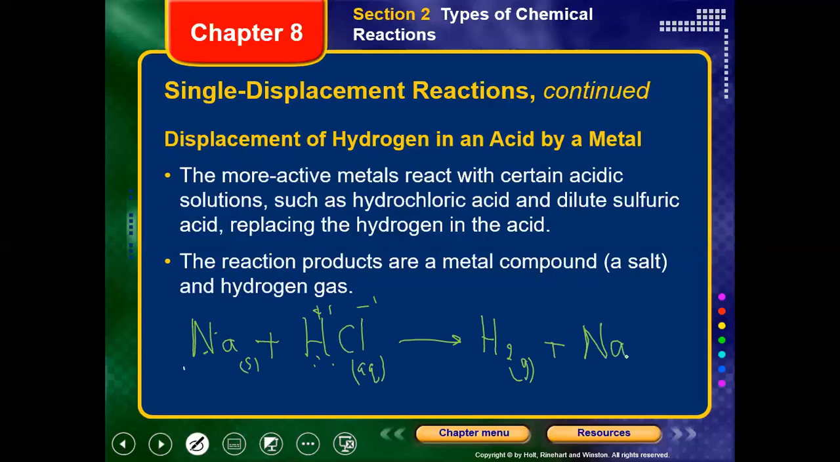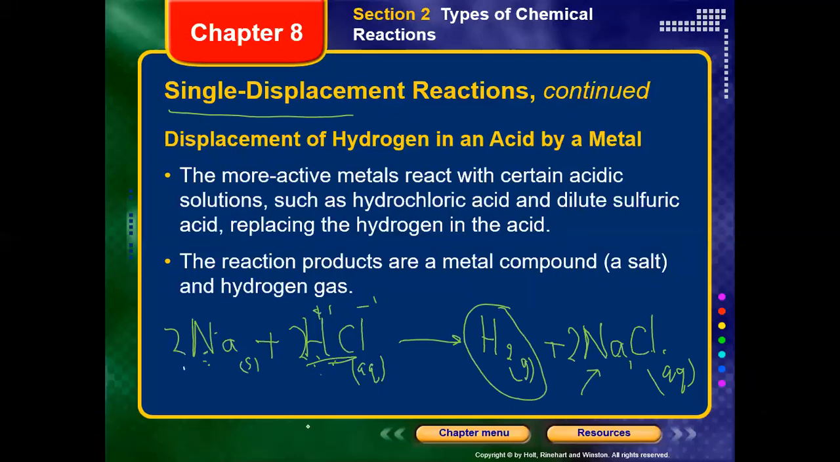Na bonds with Cl. Na is positive 1, so 1. Cl is negative 1, so it's 1. Okay, so NaCl dissolving in water. Don't forget to balance the equation, multiply by 2, multiply by 2. So when a metal reacts with acid, an element with a compound, it's a single displacement reaction. Always group 1 and group 2 elements can replace hydrogen from the acid, producing hydrogen gas and a salt.